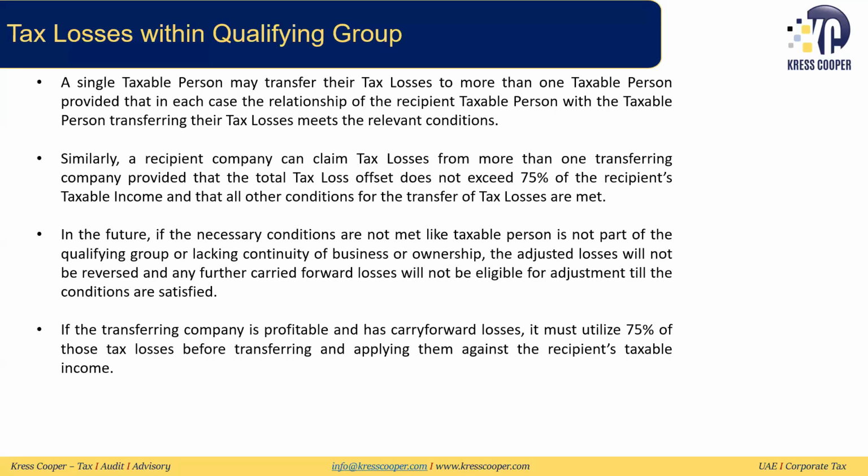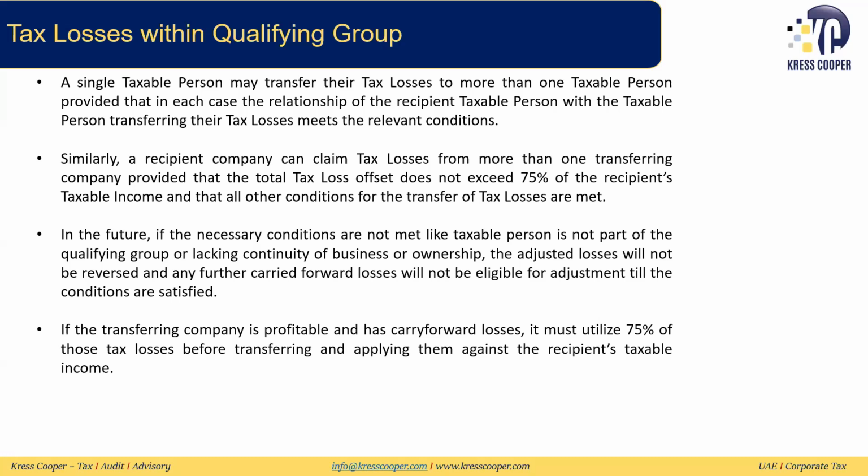So it could be that a company is receiving loss from, let's say, company B, company C, company D, and then they can use that much, provided that, like we said, it cannot exceed 75% of the taxable income. So if 75% of the taxable income, let's suppose, is 1 million, and they received 300,000 from company A and 300,000 from company B, then only 400,000 they can receive from company C, not more than that.